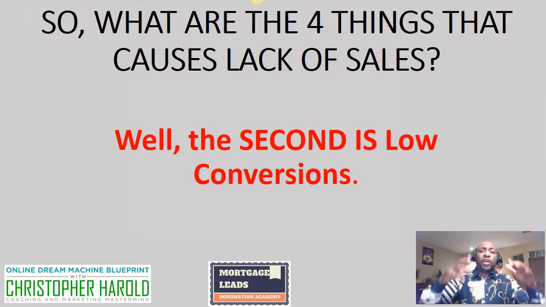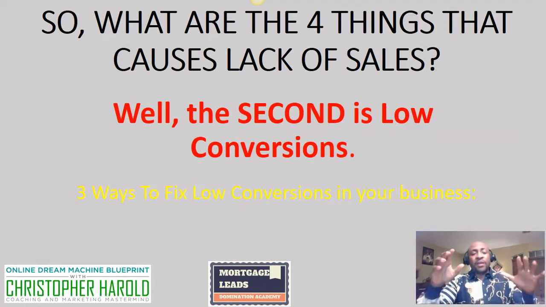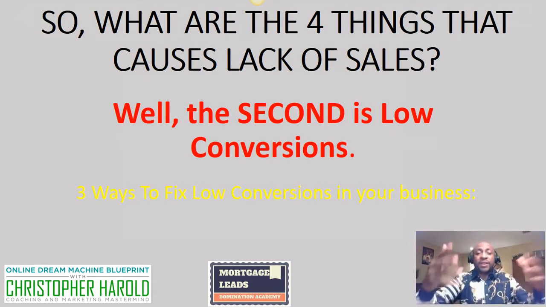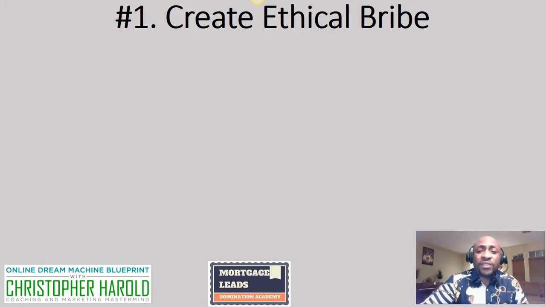Low conversions. And hey, listen, there are 3 ways we can fix low conversions in your business. I'm about to give them to you right now. Got your pen and pad ready? Get ready to write these down. One way you can fix low conversions is by creating an ethical bribe. What do I mean by that? Well, here's the deal. You've got to create something of value that you can give to someone who'll be willing to give you their name and email for whatever piece of content you're going to give them. Something very valuable. Just always preach results in advance. Give someone something in advance before you ask them for their credit card. So you want to create an ethical bribe.